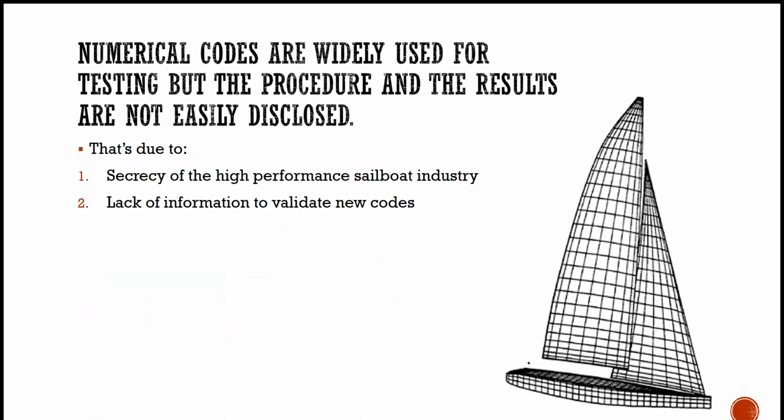Speaking about analysis of the boats, numerical codes are widely used for testing, but the procedures and the results are not easily disclosed. This is generally due to the excessive secrecy of the high-performance sailboat industry. There is a lack of information to validate new codes and the methodology that designers may use. Most of the publications of reference provide qualitative results instead of quantitative values.